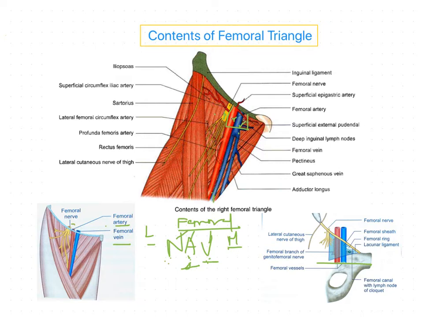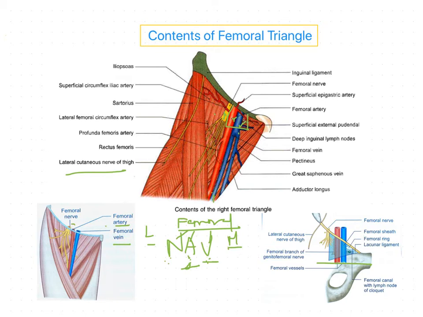The branches of the femoral nerve here are the nerve to pectineus, the femoral branch of the genitofemoral nerve, and the lateral cutaneous nerve of the thigh. These are the main 4 branches arising from the femoral nerve.